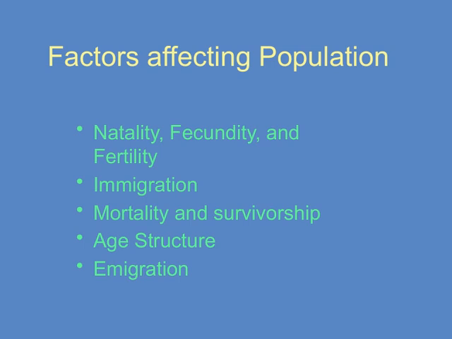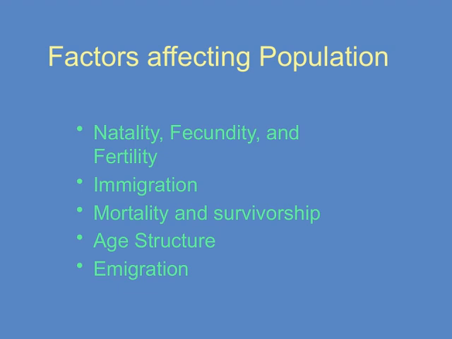First, we have natality, which refers to the birth rate, and it's closely related to fecundity, or the biological capacity to reproduce, and fertility, which is the actual number of offspring produced. These elements are fundamental because they determine how a population grows or shrinks over time. Next, immigration plays a significant role. When people move into a region, they increase the population, while emigration, or people leaving an area, can cause it to decline. Both are crucial in shaping demographic patterns.